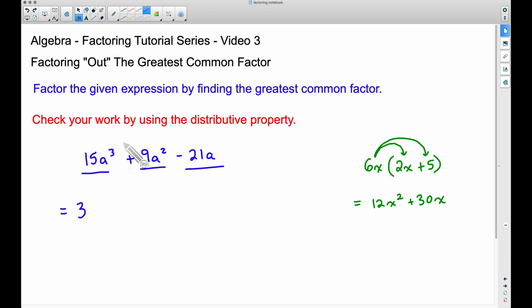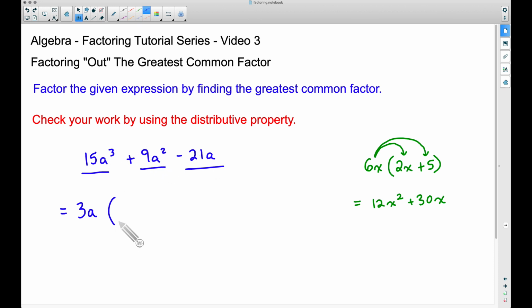Now, that is not all that these three terms have in common. We can pull an a out, but the question is, how many a's can we pull out? Notice that this term has some a's in it, this term has some a's in it, and this term has an a in it. The most that they have in common is a single a, and go back and check out video number 2 to understand that concept a little bit better. But one a, a single a, is the most that these three terms have in common.